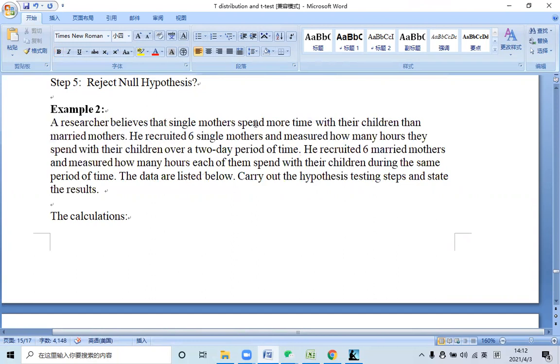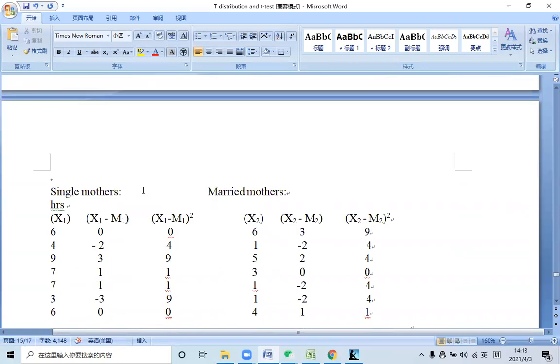Researchers believe that single mothers spend more time with their children than married mothers. Here, the researcher got hold of 6 single mothers and measured how many hours they spend with their kids. And he got hold of 6 married mothers and measured how many hours they spend during the same period of time. You have the data. Now you want to do a hypothesis test.